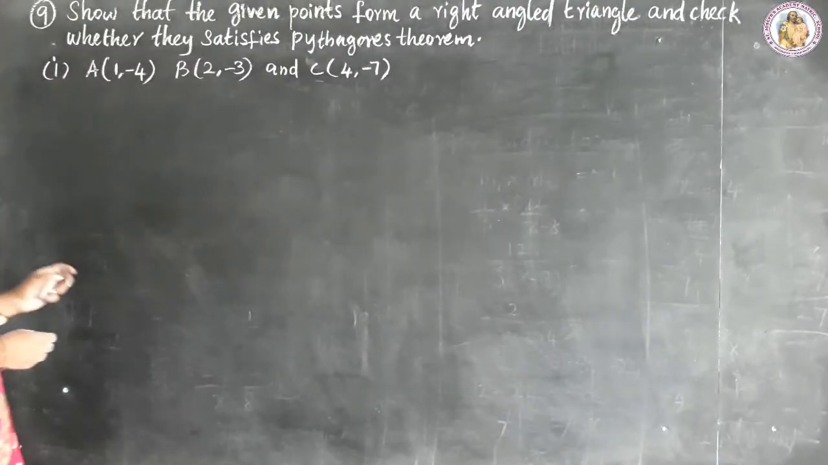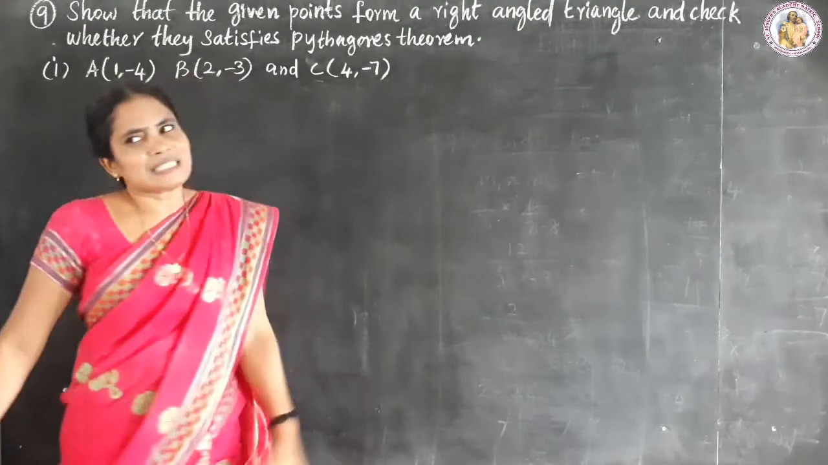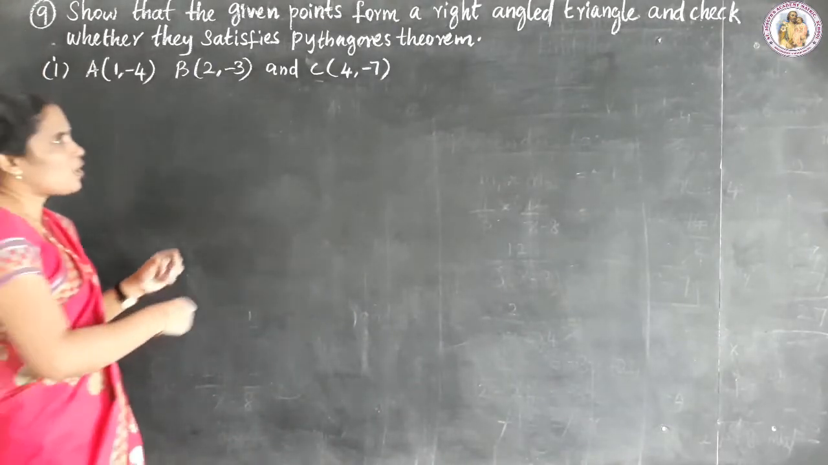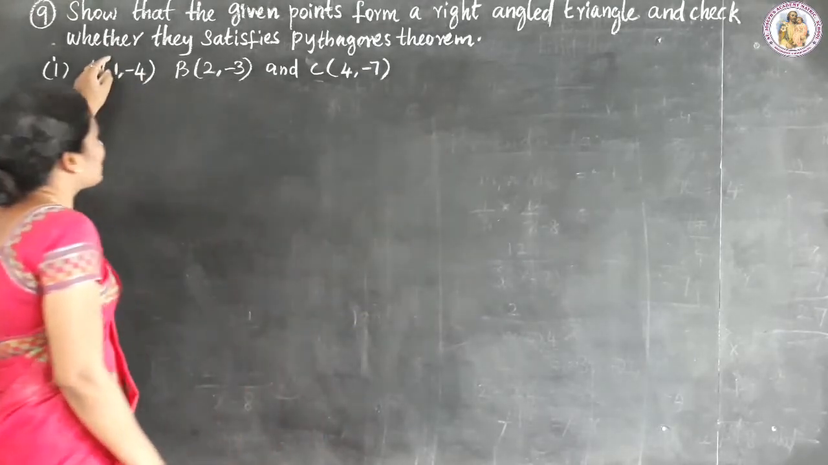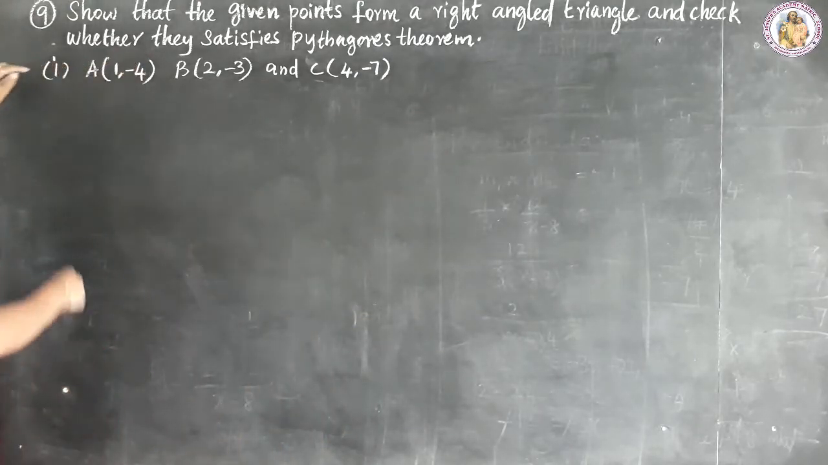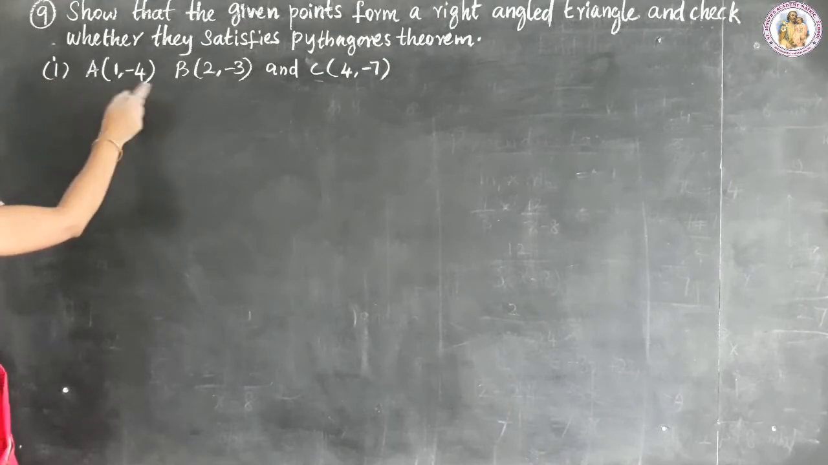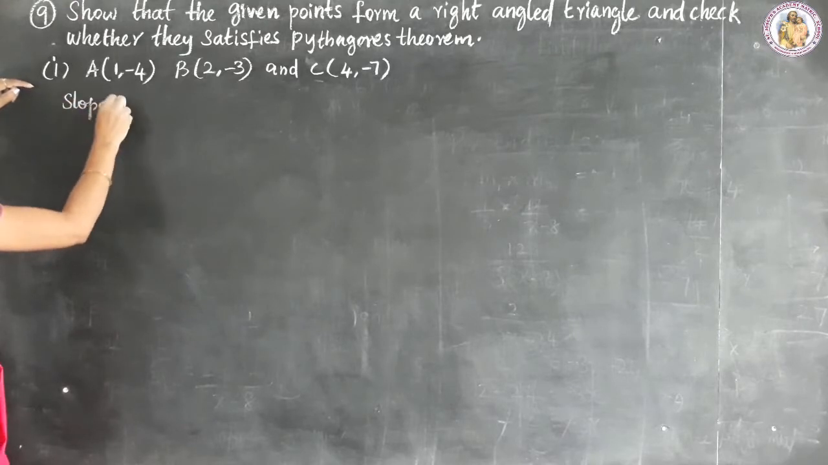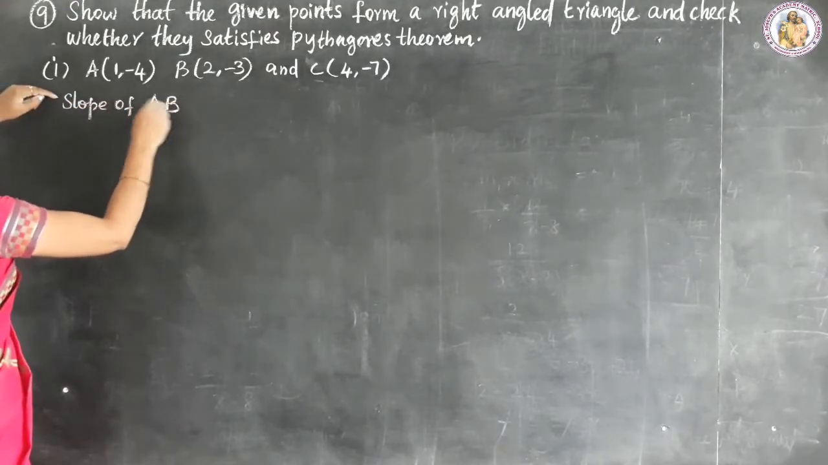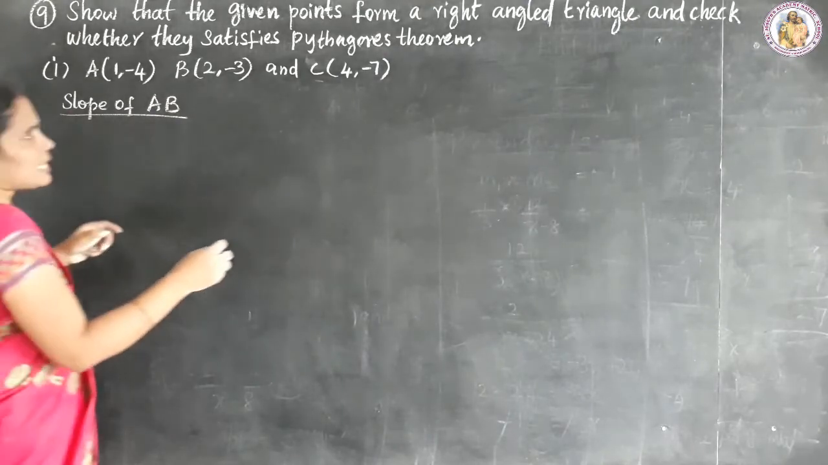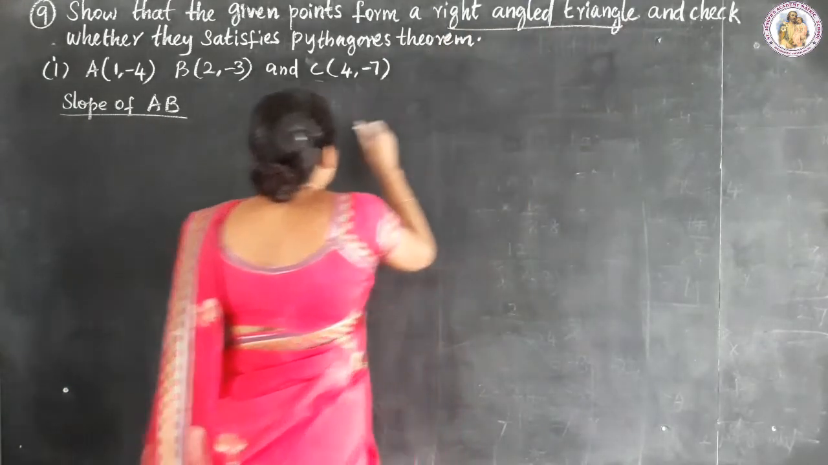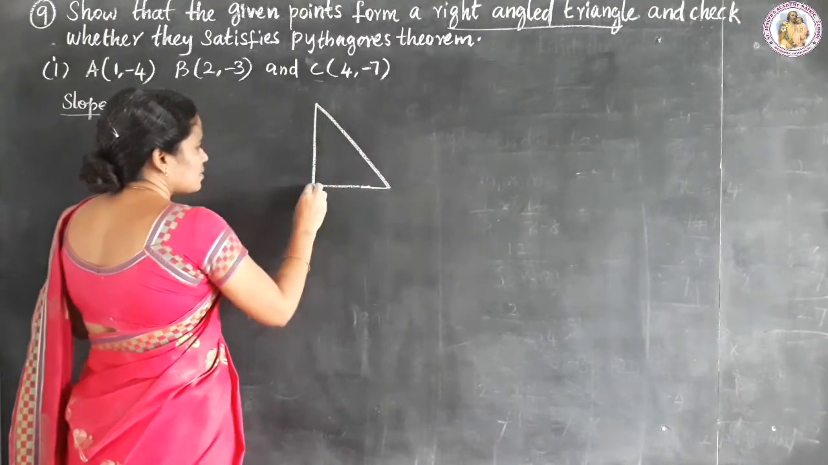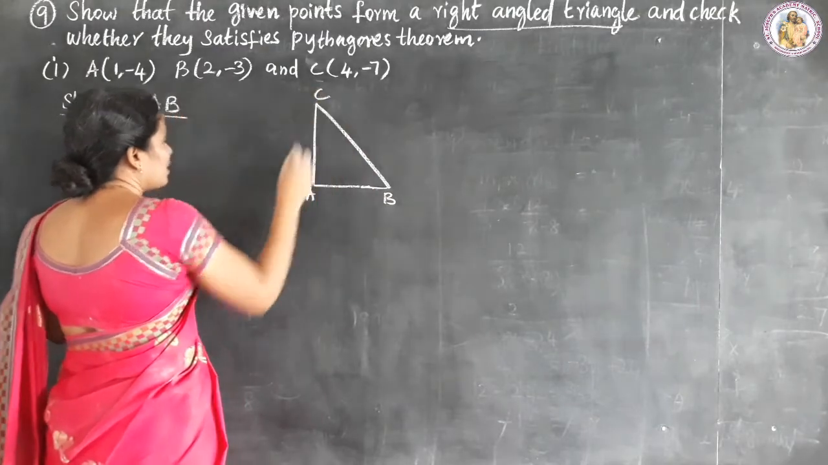Question number 9. Show that the given points form a right angle triangle and check whether they satisfy Pythagoras theorem. Okay. Subquestion 1. A, B and C. So first of all find the slope of AB. And it is given as a right angle triangle. So take A, B and C.